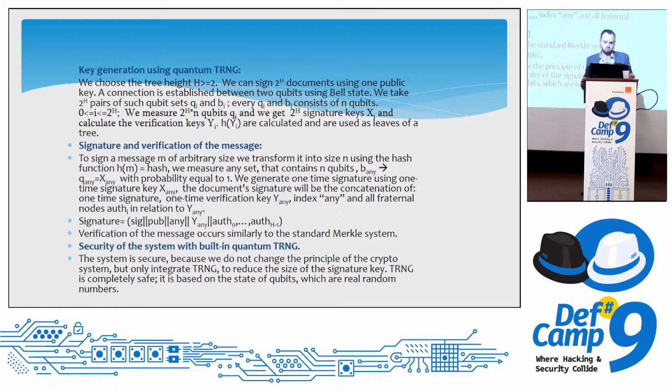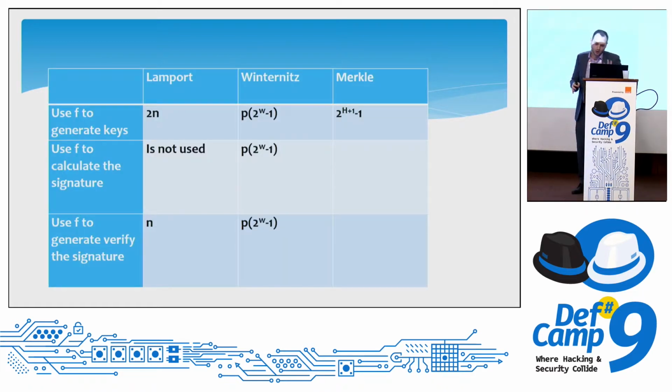And when we need to sign the message, to get x, we measure the second part of the qubits. It will be the opposite to z, so we restore the information and sign our message, and that's it. About the security, it's of course secure because we don't change the idea of Merkle, but integrate a true random number generator into it.